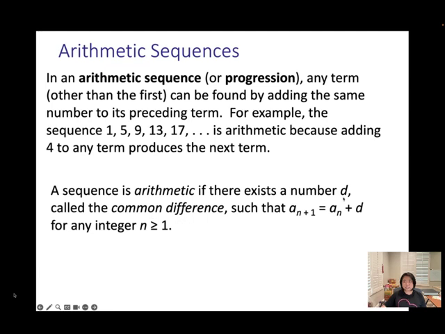Then we let d equal the common difference. So you could think about it: a sub n plus 1 equals a sub n plus d. If I want to find the second term, when n equals 1, a2 equals a1 plus d. a1 is 1, plus d, which is 4. So you find the next term by adding the common difference to the previous term.